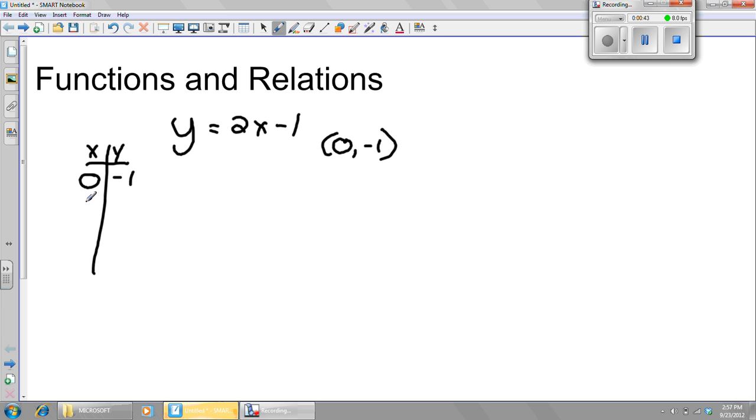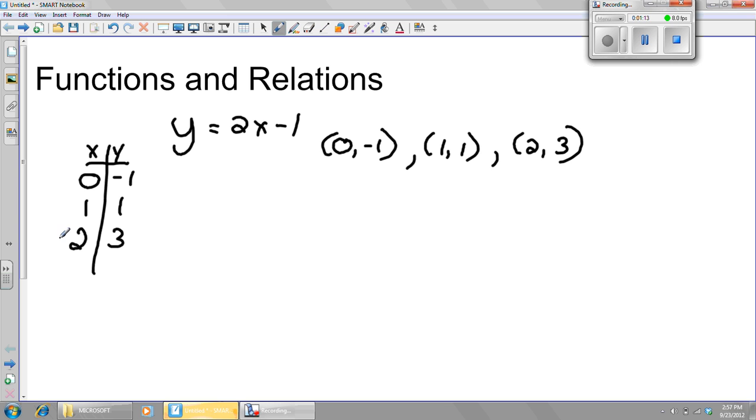And then some of you might have plugged in 1 for x, and 2 times 1 is 2, minus 1 is 1, and you might have plotted that point, the point (1, 1). And then you might have plugged in 2, and 2 times 2 is 4, and 4 minus 1 is 3, and that would be the point (2, 3).